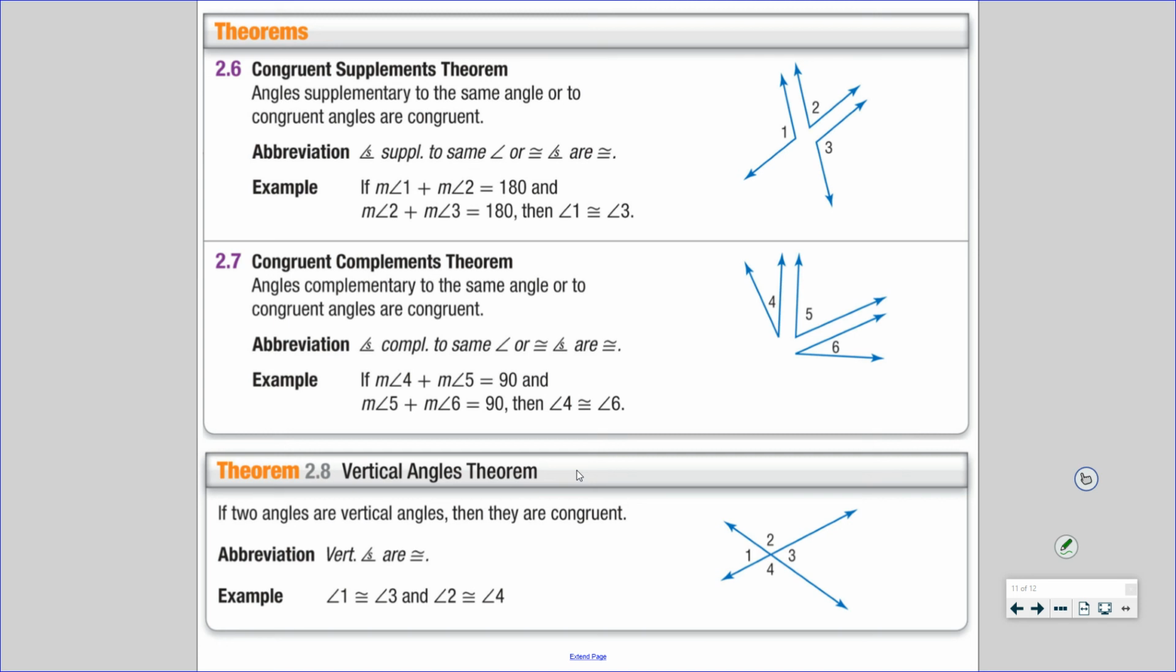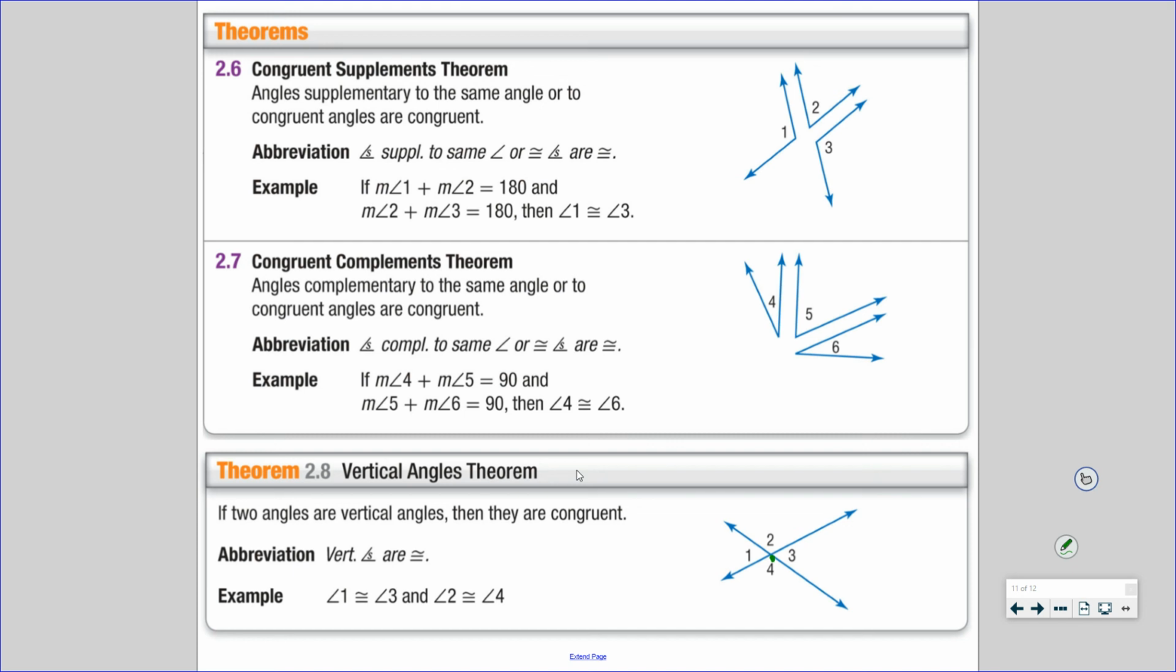Vertical angles. Lauren? They have the same vertex. They share a vertex. I like that. They're formed by two intersecting what? Lines. Two intersecting lines. Lines always intersect at a point. Good. They share a vertex, and they're directly across from each other.